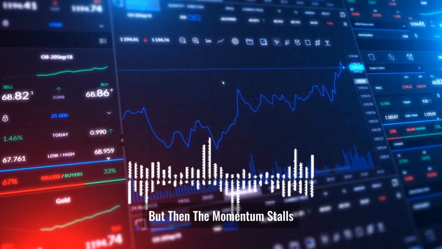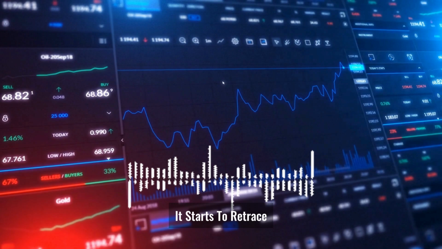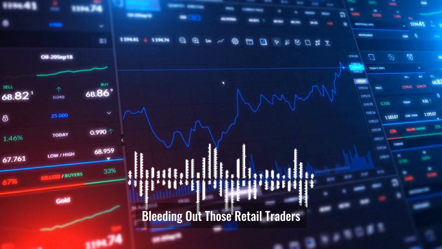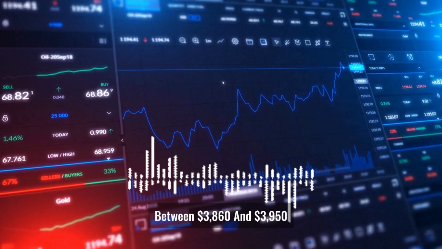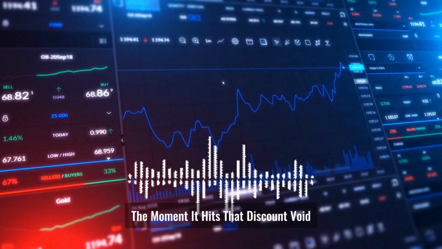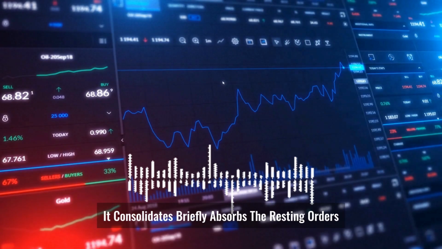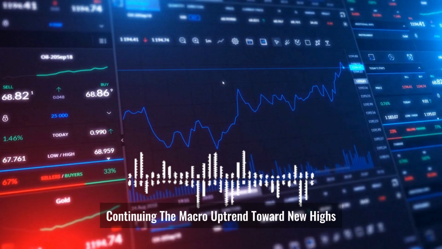Okay, so the price peaks around $4,100, and retail traders are likely FOMO buying the top, thinking it's going to the moon, but then the momentum stalls. It always does. Yeah, it starts to retrace. It slowly drops back down from $4,100, bleeding out those retail traders, until it finally dips into that untouched gap between $3,860 and $3,950. And what happens next? The moment it hits that discount void, it consolidates briefly, absorbs the resting orders, and then violently bounces higher, continuing the macro uptrend toward new highs.